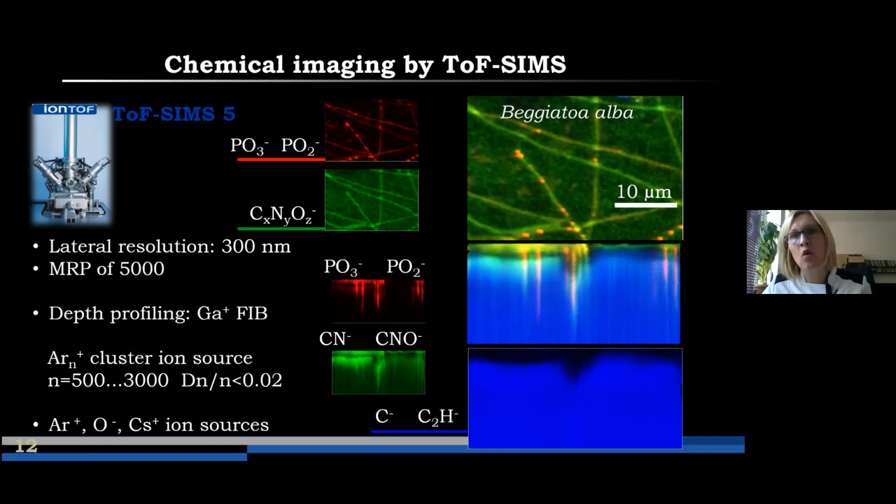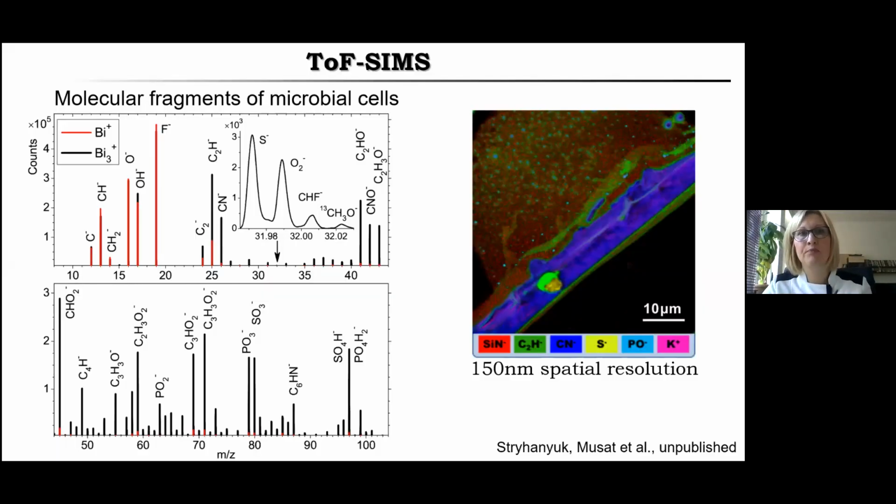But the mass resolution here is pretty poor, and usually it is at the expense of the lateral resolution. So the better imaging you want to get, the more you have to decrease your mass resolution, and therefore the identification of your molecular fragments is a bit more difficult. I will show you in the next slide what you basically get from a TOF-SIMS analysis. You get molecular fragments. Here is an example where you have a hypha of a fungus with microbial cells, the small ones in blue.